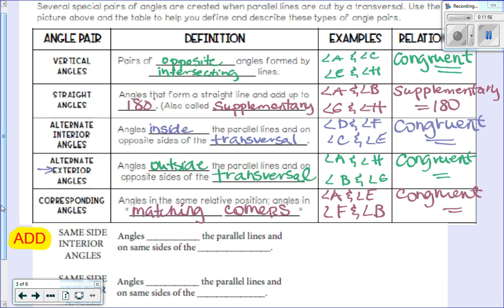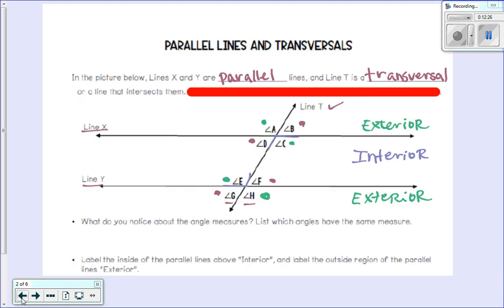Okay, so it says interior, so these angles are inside the parallel lines and on the same side of the transversal. Same side interior. So let's look at the picture right above. Notice that we labeled here interior. Line T is our transversal. So they're on the same side.